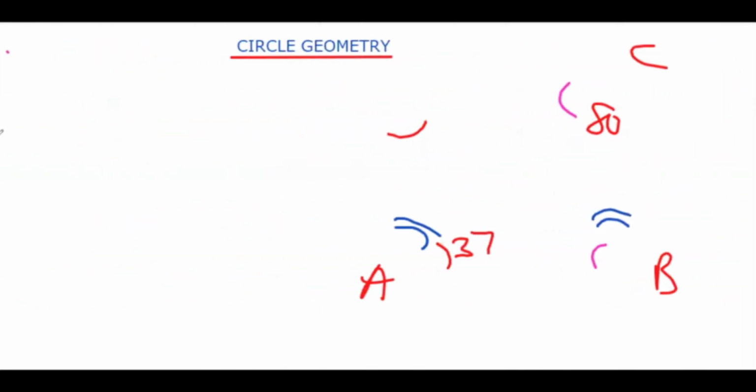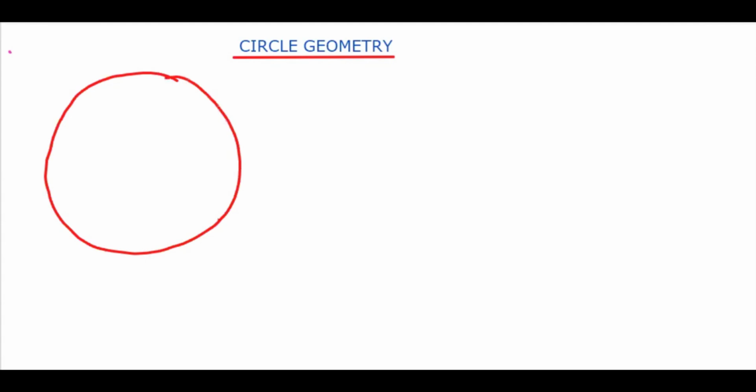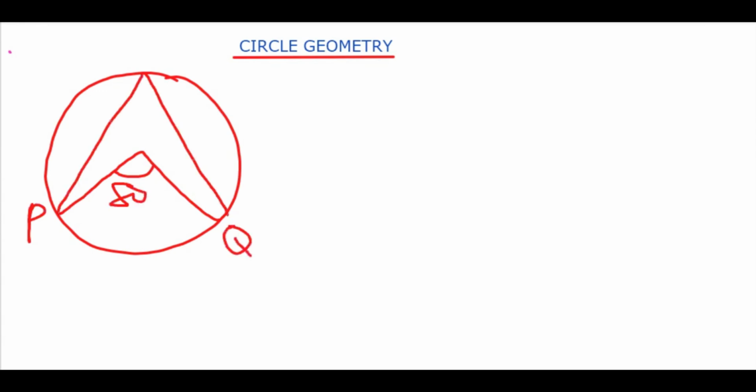To quickly talk about the theorem that talks about angle in semicircle. We talk about if we have this 80 here, P, Q, the one at the circumference will be half of the one at the center. This one will be 40.